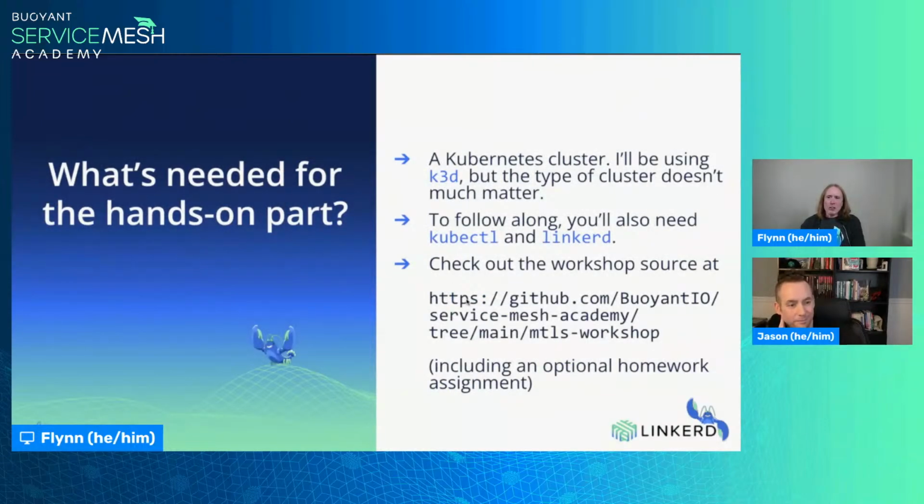If you want to follow along with the hands-on part, and we hope you do, you can always just watch this, but it's much more fun to try to break everything on your own. You will need a Kubernetes cluster. I personally am going to be doing this with K3D, but the actual kind of cluster you use really doesn't much matter for this. You'll also need the kubectl CLI and the Linkerd CLI. You can already check out the workshop sources in the Buoyant.io Service Mesh Academy repo in the mTLS workshop directory.